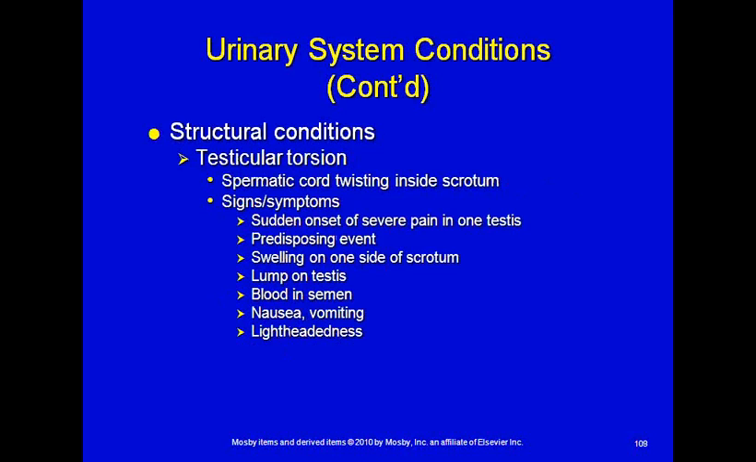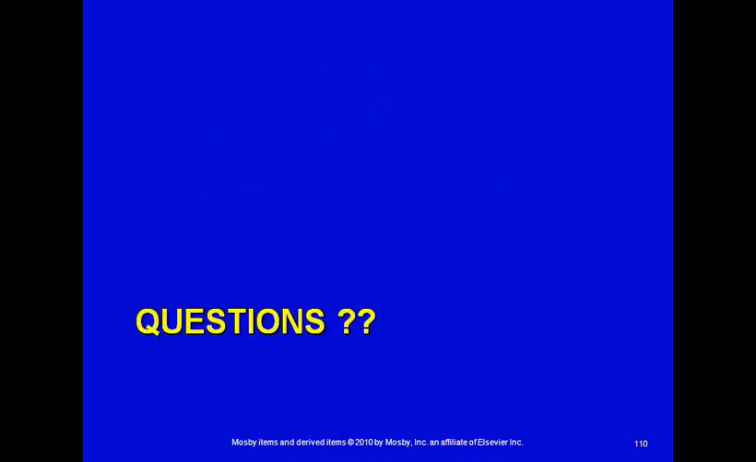Testicular torsion, the spermatic cord is twisted inside the scrotum, sudden onset of severe pain in one testicle. There may be some sort of predisposing event like trauma, swelling on one side of the scrotum, a lump on the testes, blood in the semen, nausea and vomiting, and lightheadedness.